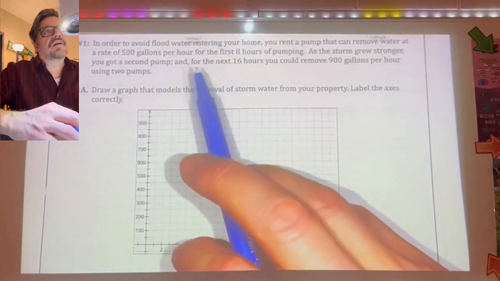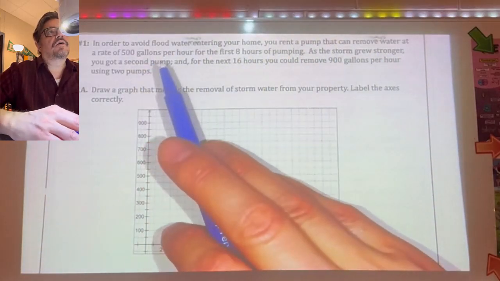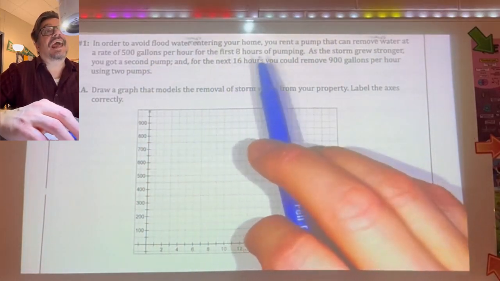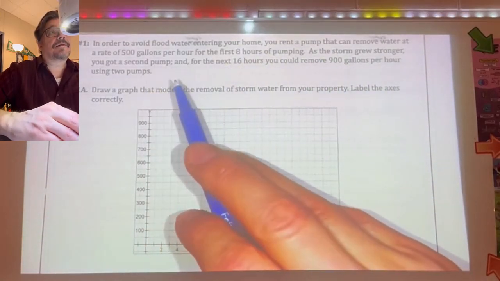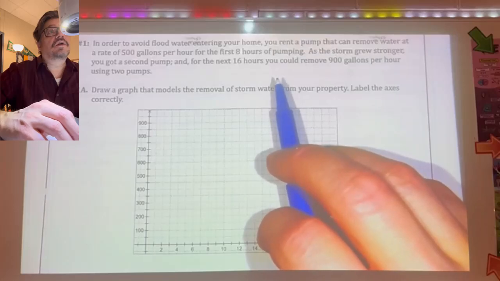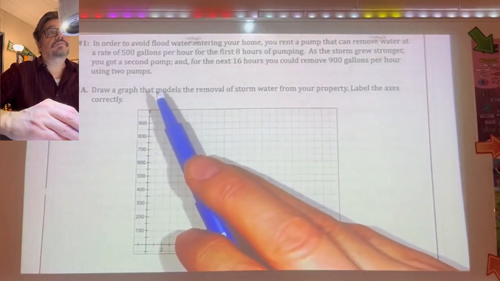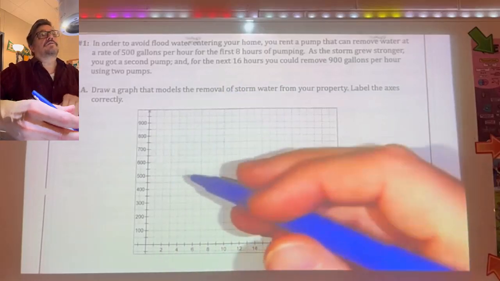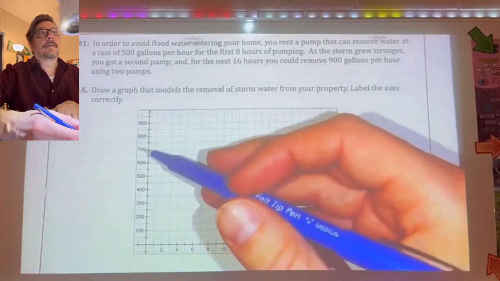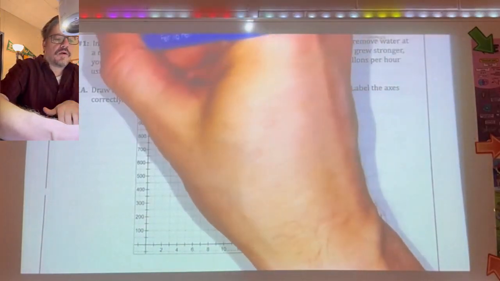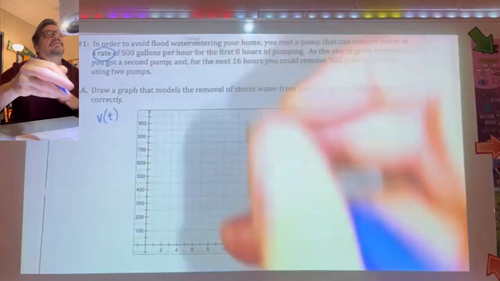In order to avoid flood water entering your home, you rent a pump that can remove water at a rate of 500 gallons per hour for the first 8 hours of pumping. As the storm grew stronger, you got a second pump, and for the next 16 hours you could remove 900 gallons per hour using 2 pumps. Okay, so let's graph that. Do you notice that this is a graph based on rates? This is a rate that we're going to call V of t.